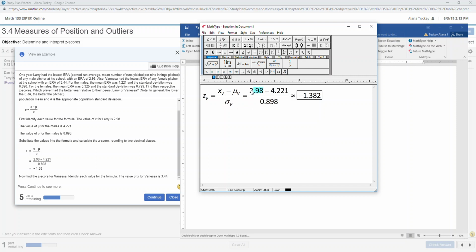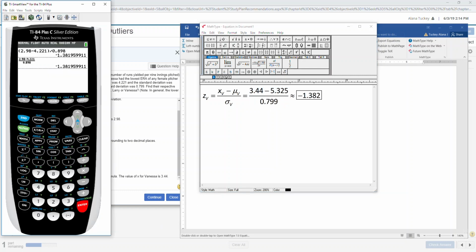So her score was, let's see, Vanessa was 3.44. So I'm going to change this to 3.44. And then this mean was 5.325. And the standard deviation was 0.799, so a little bit smaller in the standard deviation.